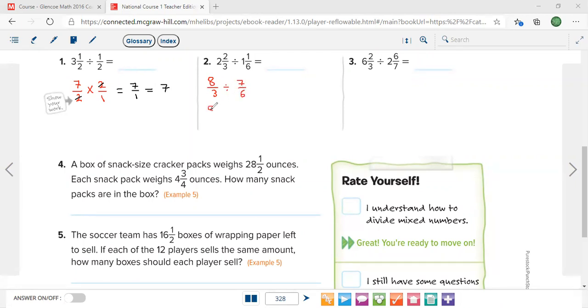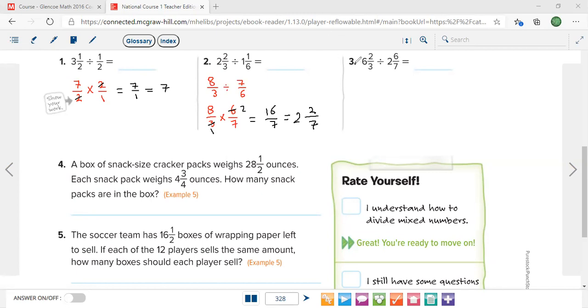So it's like 8 over 3 multiplied by 6 over 7. Now we can use cancellation. Divided by 3 is 1, divided by 3 is 2. So this will give you 16 over 7. 16 contains how many 7s? You can use division to find out. This will give you 2, because 2 times 7 is 14, with remainder 2 over 7. So the answer is 2 and 2 over 7.